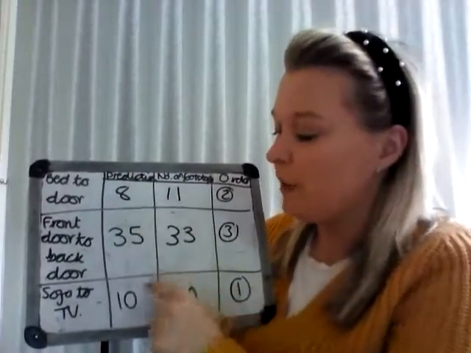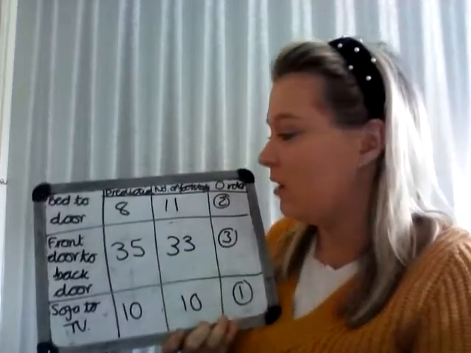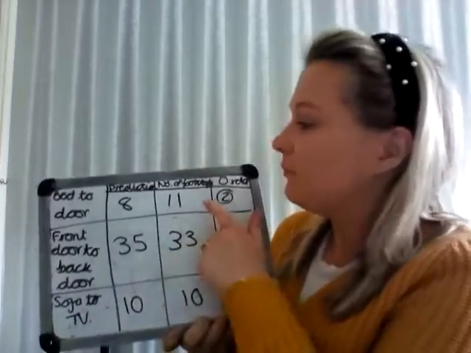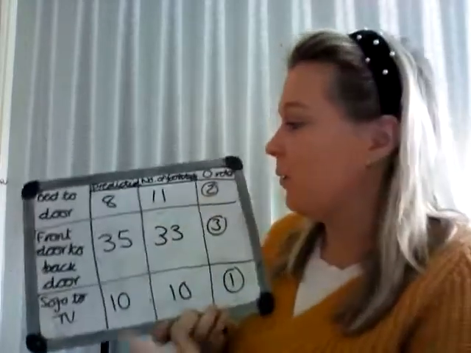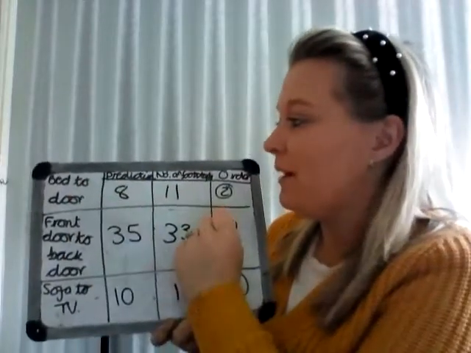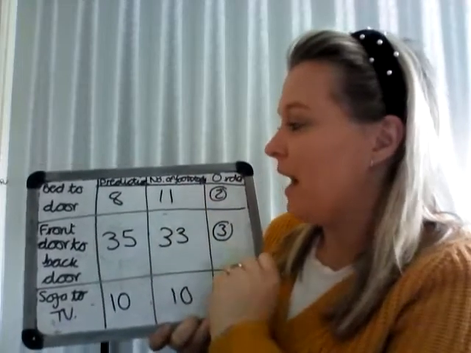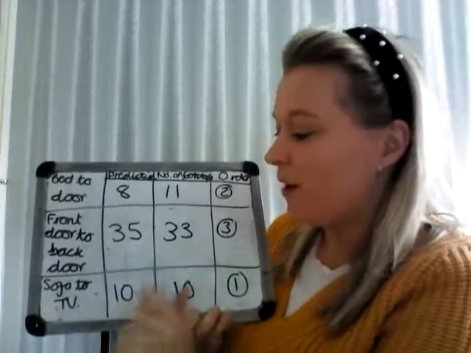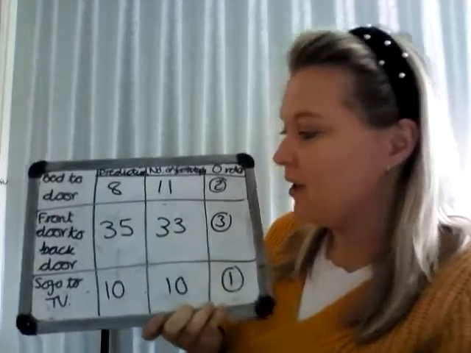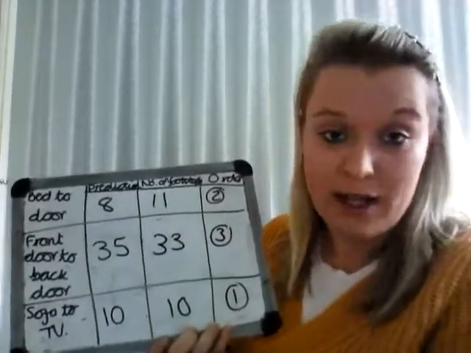So after I've made all my predictions, all my guesses, I then did the fun part. I did the measuring. So I did my footsteps and I counted them as I went on, and I found that my bed to my door is 11 steps. My front door to my back door is 33 steps. And for my sofa to TV is 10 steps. So my predictions are pretty accurate.